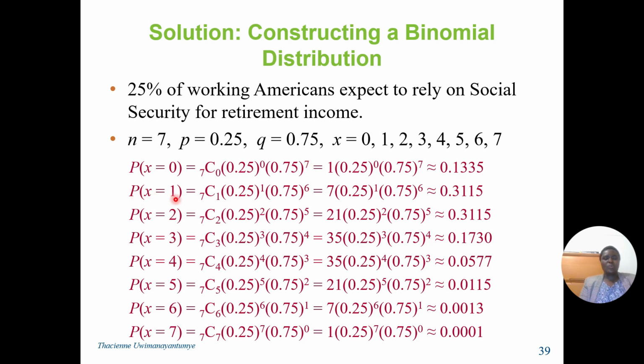For x equal to 1, n is equal to 7, and x is equal to 1. So here we have power 1. Then here we have 6, because in the formula it says n minus x, and x here is 1, so 7 minus 1 will be equal to 6. When we compute it, we get this one, and so on. We replace each variable by its corresponding value: x by its value, n by its value, p by its value, and q by its value.